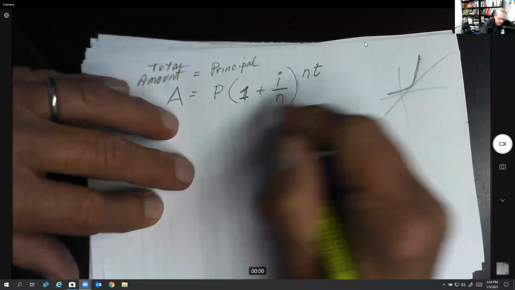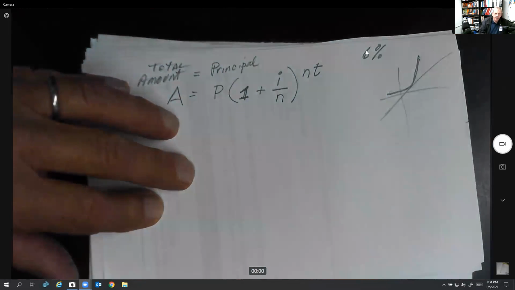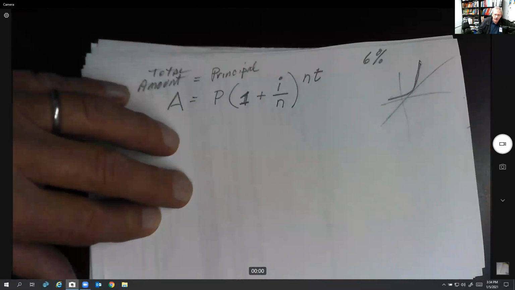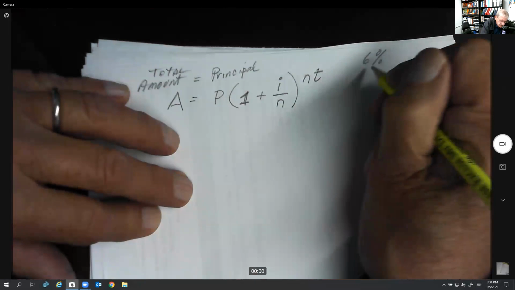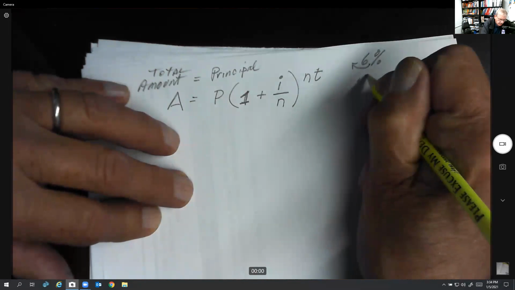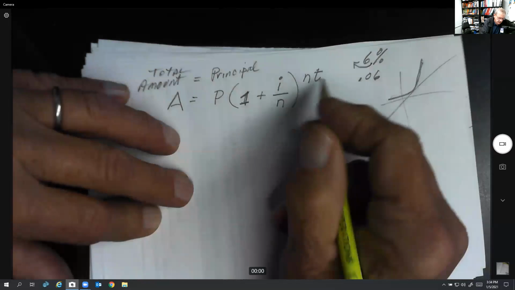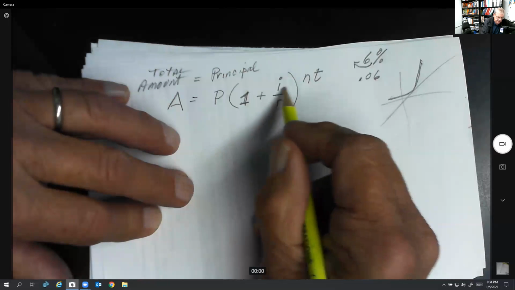I is the interest rate, like 6%, but we have to change that interest rate to a decimal. So we're going to move our decimal point over 2 places. So we're going to write that in decimal form. That's where a lot of students get messed up. They put a 6 there.